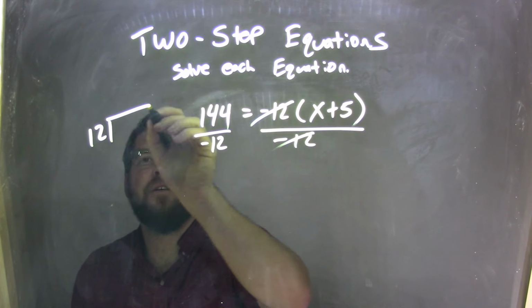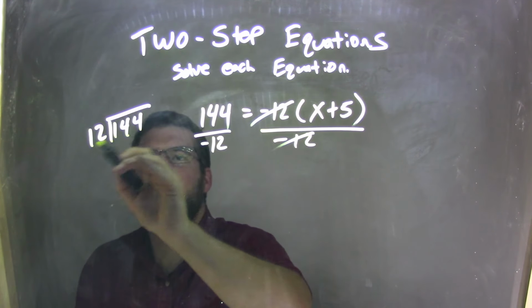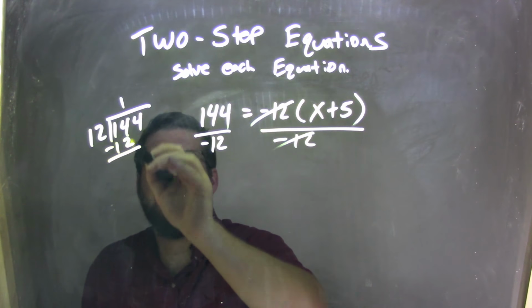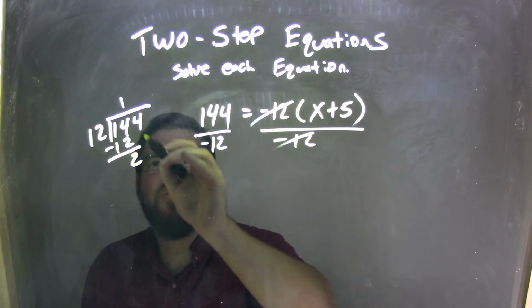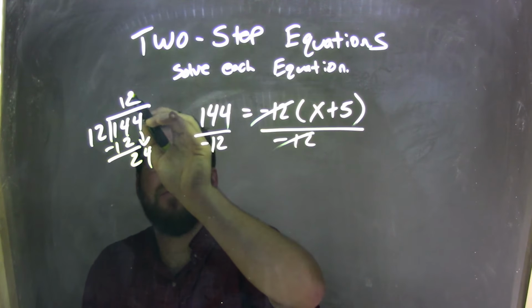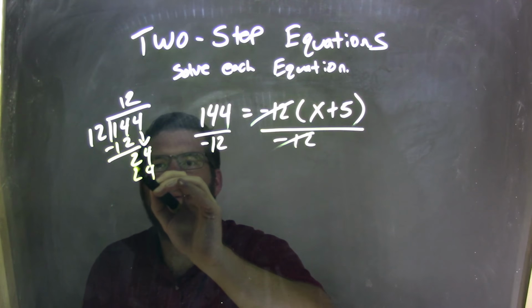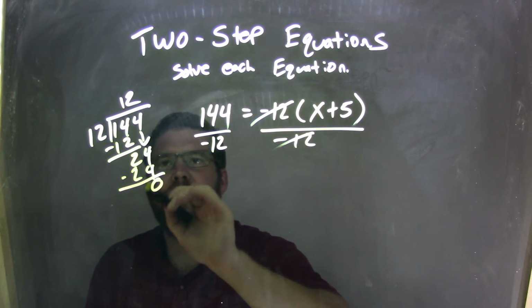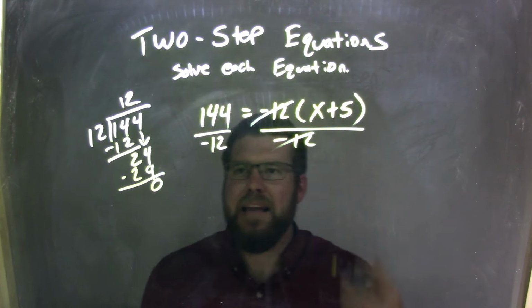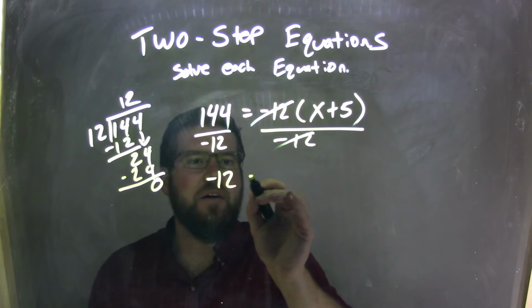So if 12 goes into 144, well, 12 goes into 14 one time. Bring me to 12. I subtract them. 14 minus 12 is 2. Bring down the 4. 12 goes into 24 two times, right? 2 times 12 is 24. And there we go. We're subtracting and get 0, and we're done. Now we have a positive divided by a negative, which is going to be negative. So we have a negative 12 here.